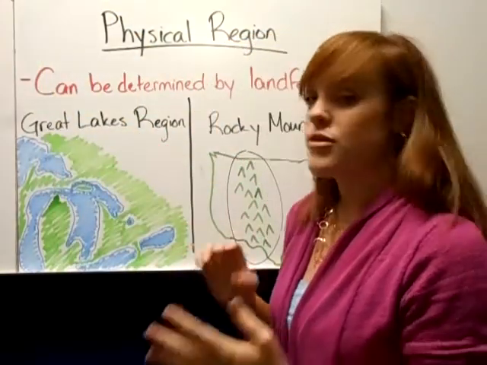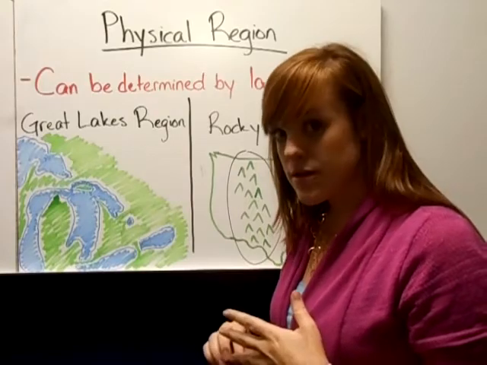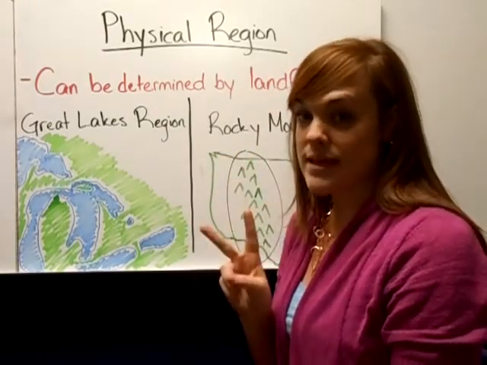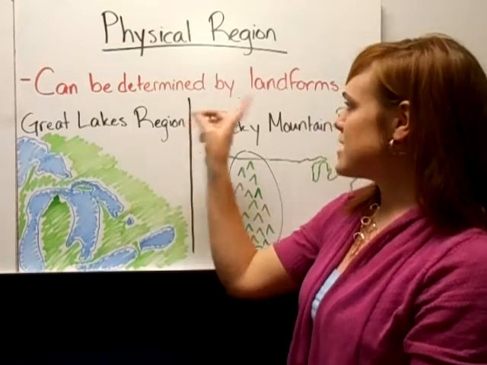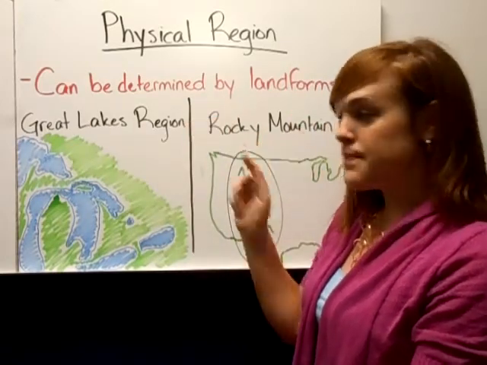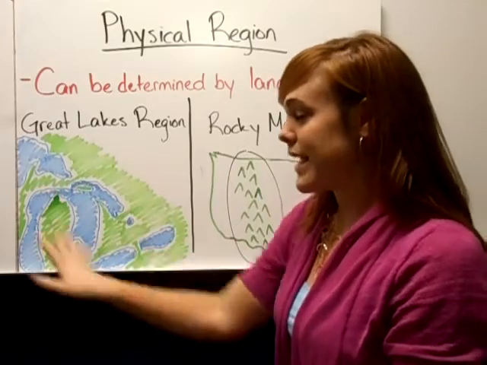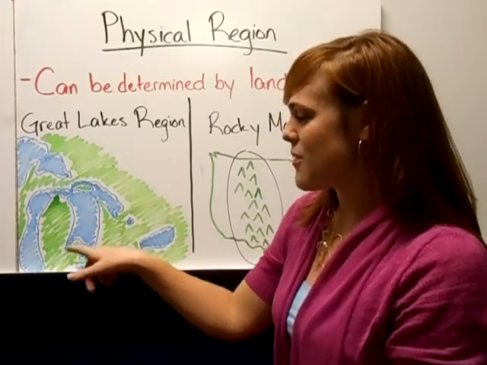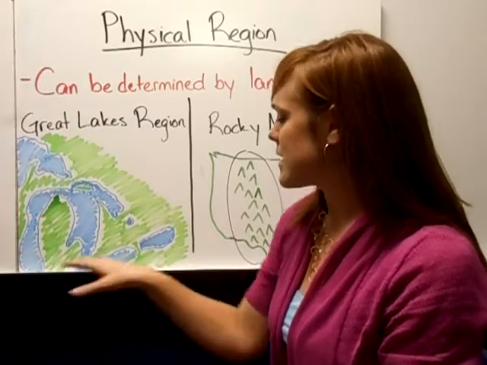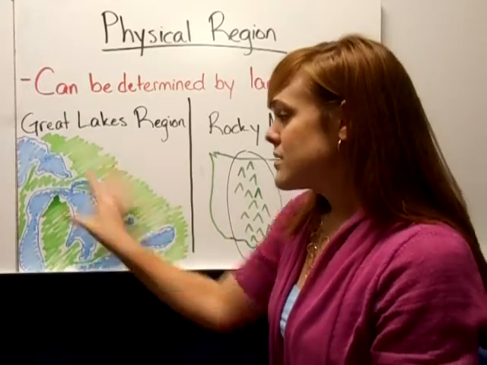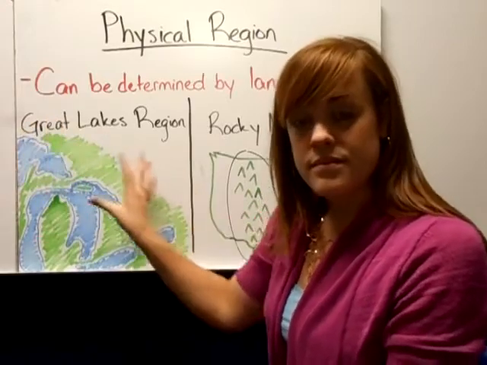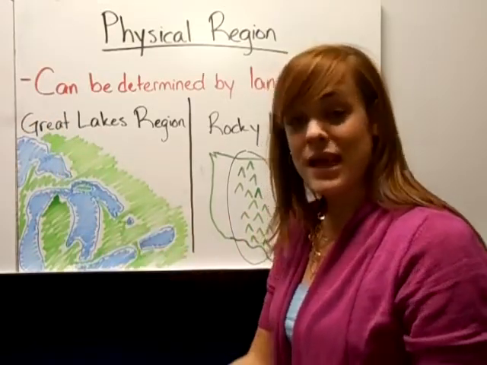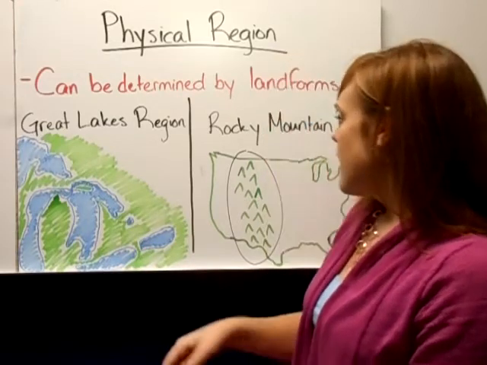Okay. After political regions, we have physical regions. And physical regions are determined by two things. But first, they can be determined by landforms. The Great Lakes region is in the northern United States, around Michigan and Wisconsin's here, and New York's over here. So all this area is the Great Lakes region. And it's that region because of the landform, the Great Lakes.